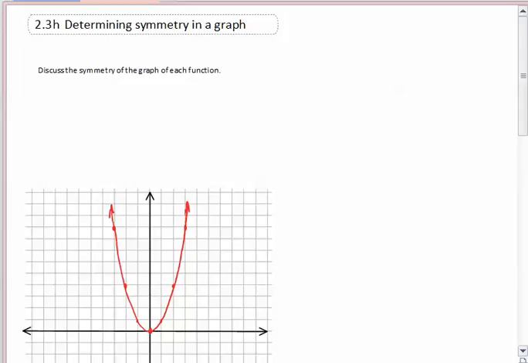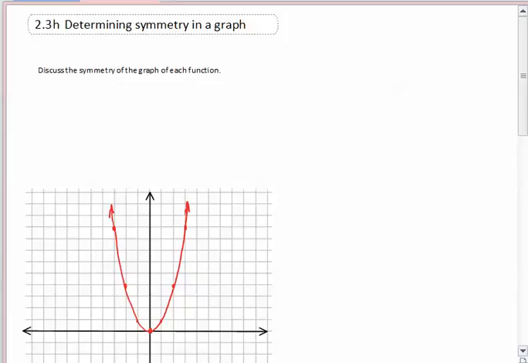Alright, so we didn't have a 2.3G because that was just graphing linear functions, and I don't think we need to worry about that. We can all graph a line. And so we're taking a look at 2.3H, determining symmetry. Let's take a look at the several types of symmetry, and then we're going to discuss the symmetry of the graph.